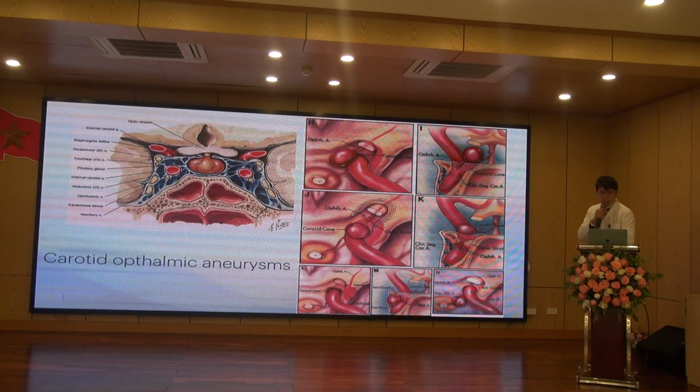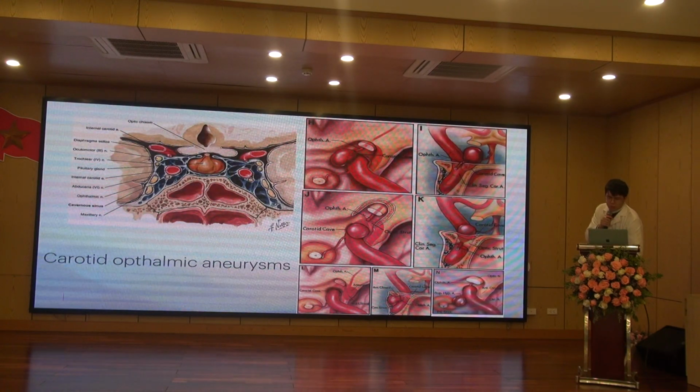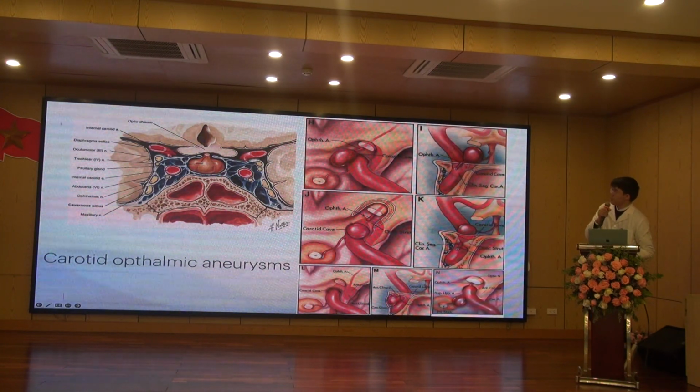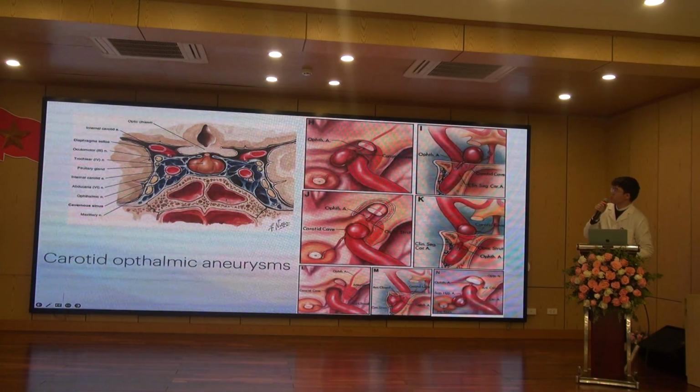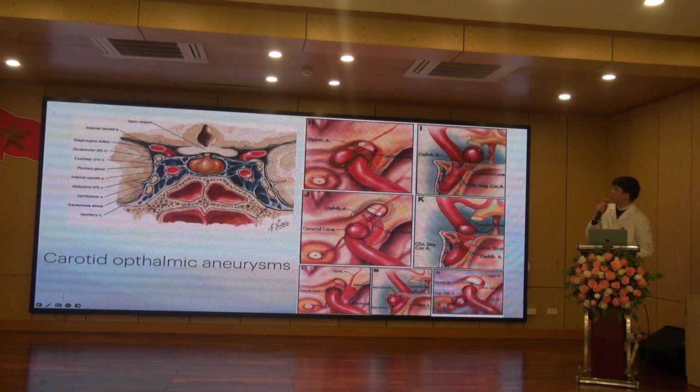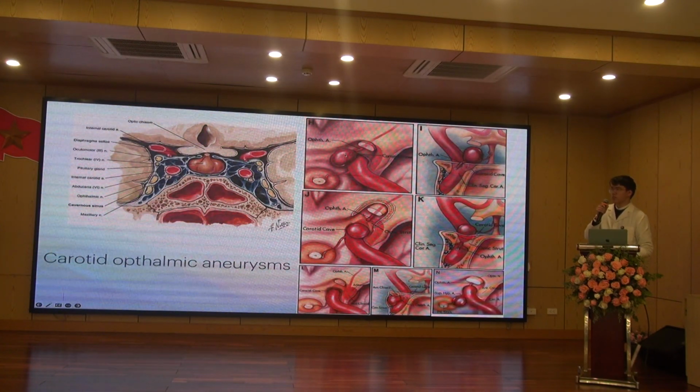The next entity is the carotid ophthalmic aneurysm. Here is a picture demonstrating the anatomy of the cavernous sinus and other relevant structures. A carotid ophthalmic aneurysm is an outpouching that can compress the optic chiasm or optic nerve.